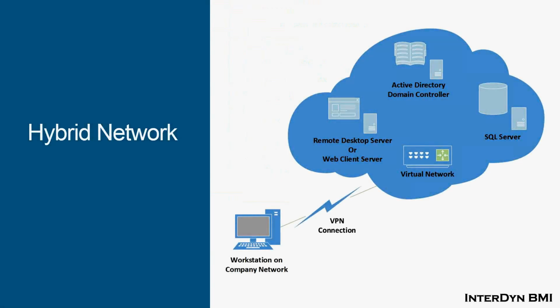So, just a picture of how that might look, and this is just sort of a graphical image of how we might build that out. The workstation on your company network kind of represents your local LAN. The VPN connection you create between Azure and your local LAN is done through a virtual network that you build up in Azure. And what people will typically do is, let's just take Dynamics GP for instance.